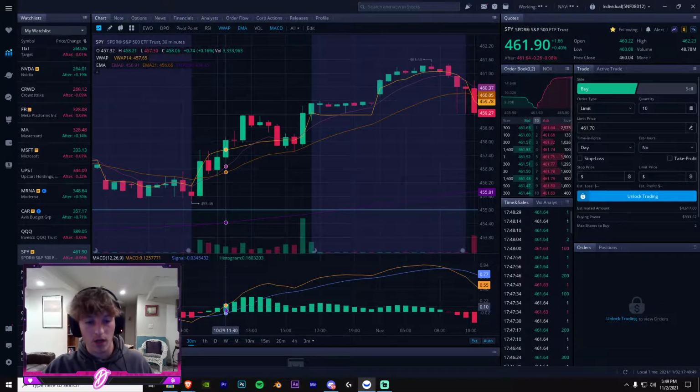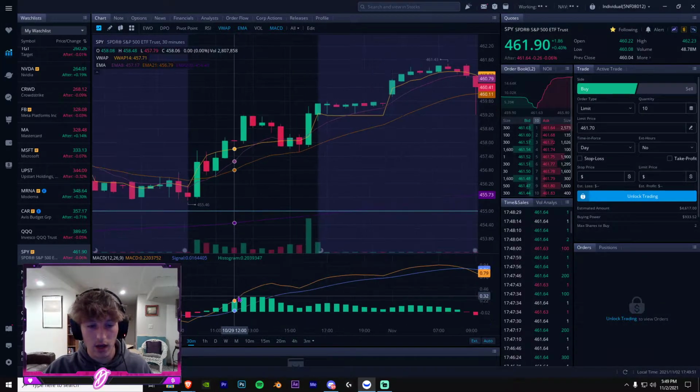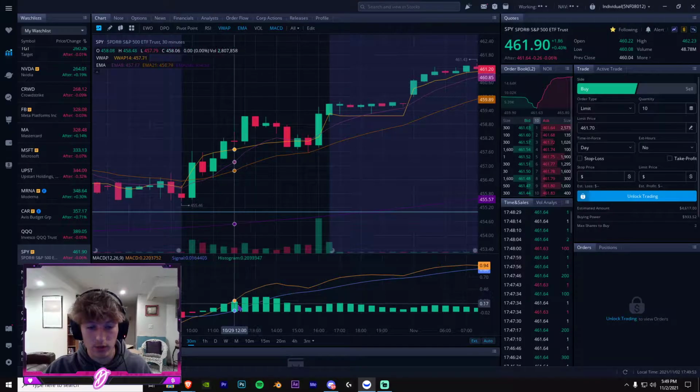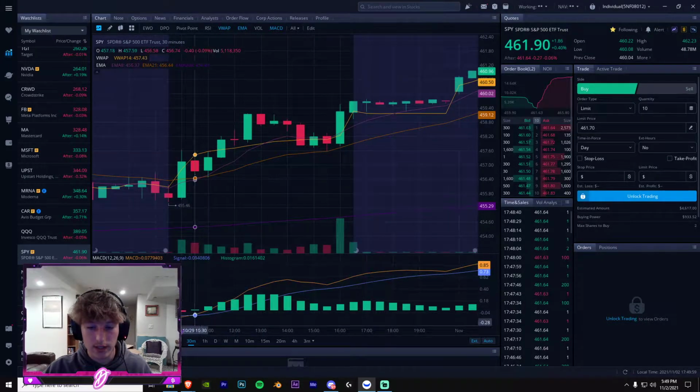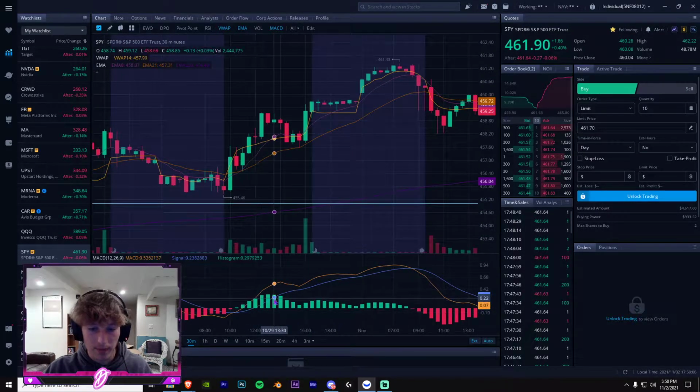So when the fast, and this is the 12-day moving average, and this is the 26-day moving average. It's up to you guys what you want to use. But as we can see, when the faster moving average crosses above the slower moving average, it actually starts to form these candles in a form of a histogram.